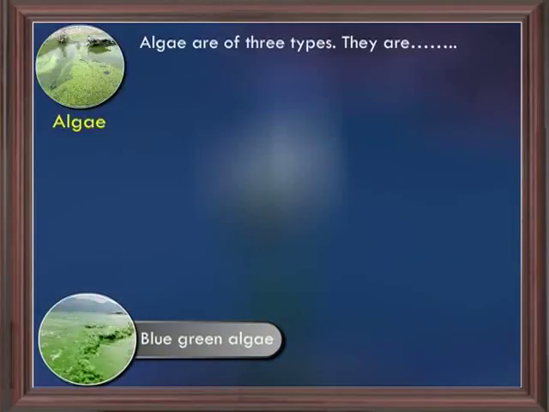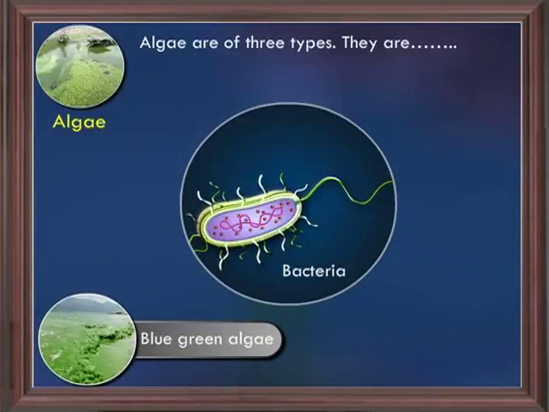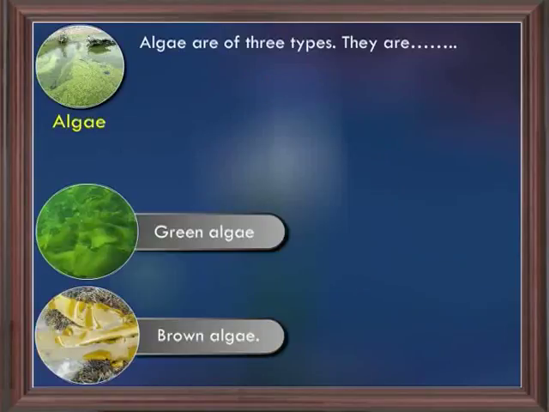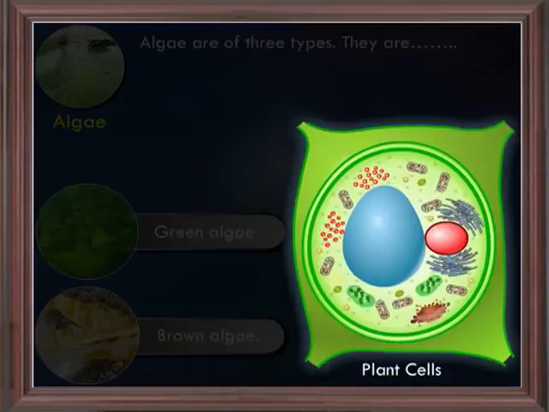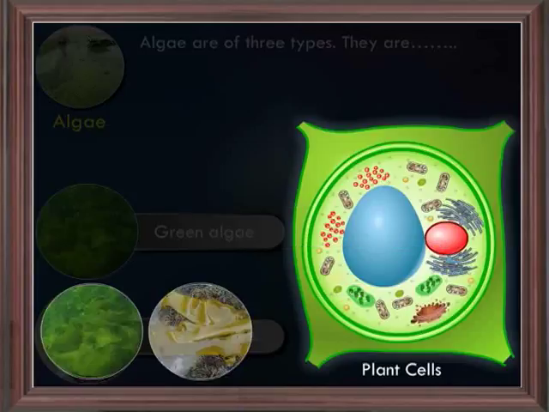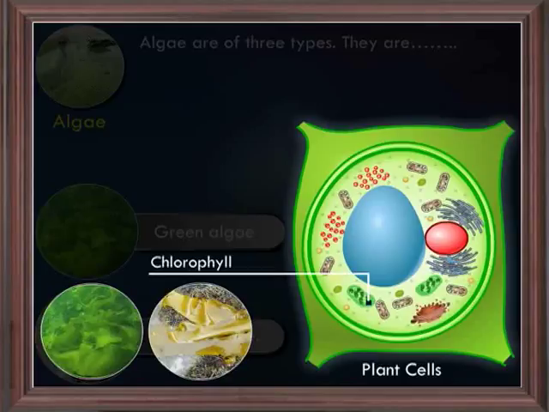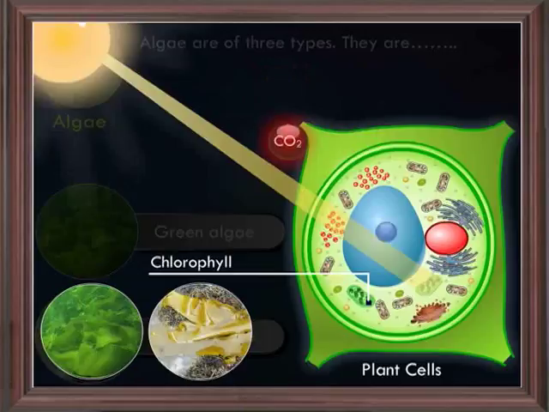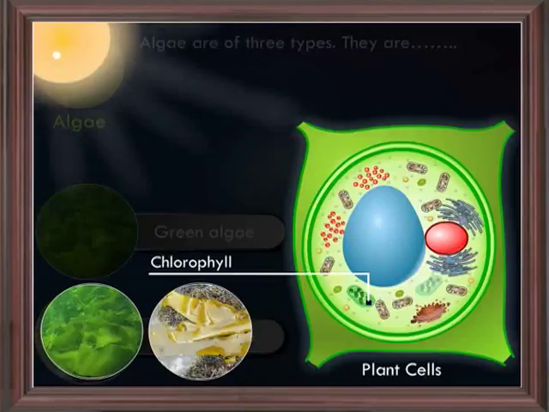The blue-green algae are similar to bacteria. They do not have a definite nucleus, hence they are prokaryotic in nature. Green algae and brown algae are similar to plant cells with a definite nucleus, cell wall, chloroplasts and other cell components. All the members of algae have chlorophyll and can synthesize their own food in the presence of sunlight utilizing water and carbon dioxide. Hence, these are eukaryotes.